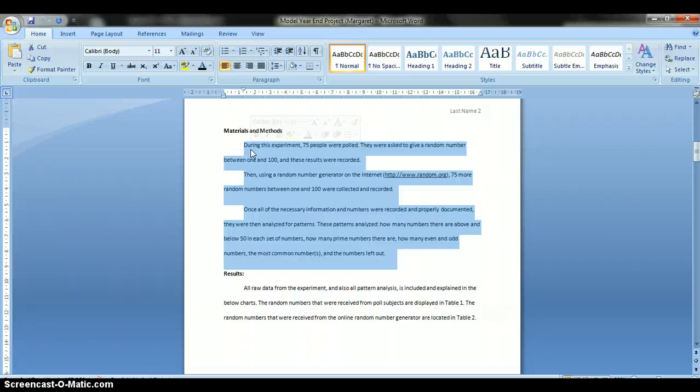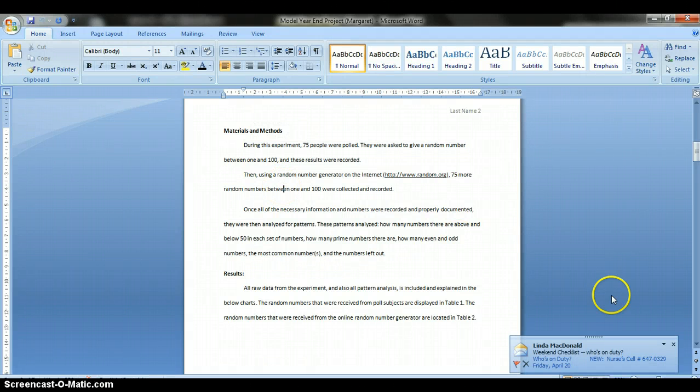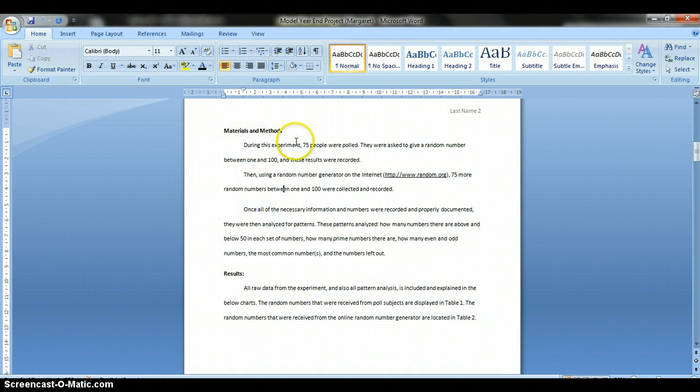And for your methods, okay? How you would conduct your study, your experiment, your survey, your questionnaire. How are you going to conduct this? Okay? She outlines in here exactly what she did. She surveyed 75 people and she asked them to give a random number between 1 and 100. To the point, 2 sentences, paragraph complete, details exactly what it is she did, and I could do that without ever having to track down this girl and ask her how she performed her experiment.